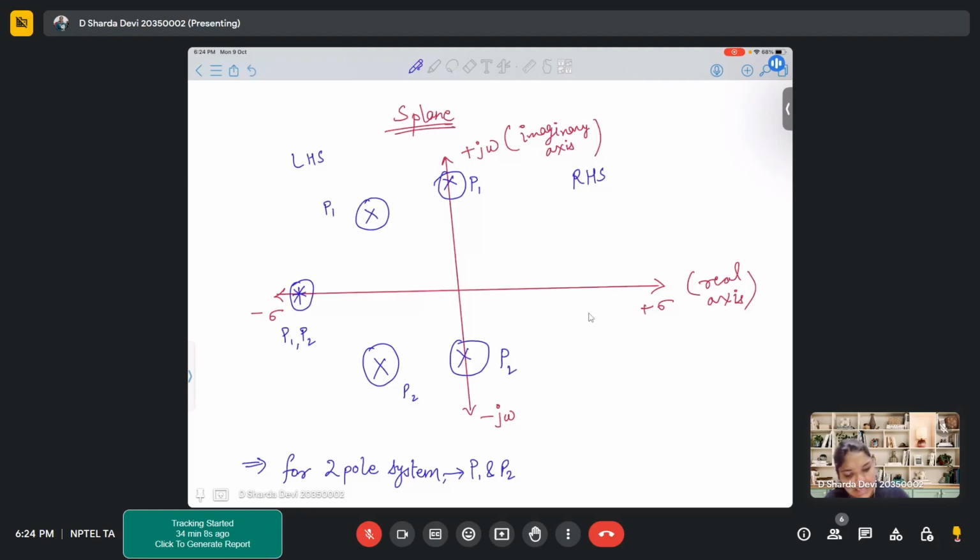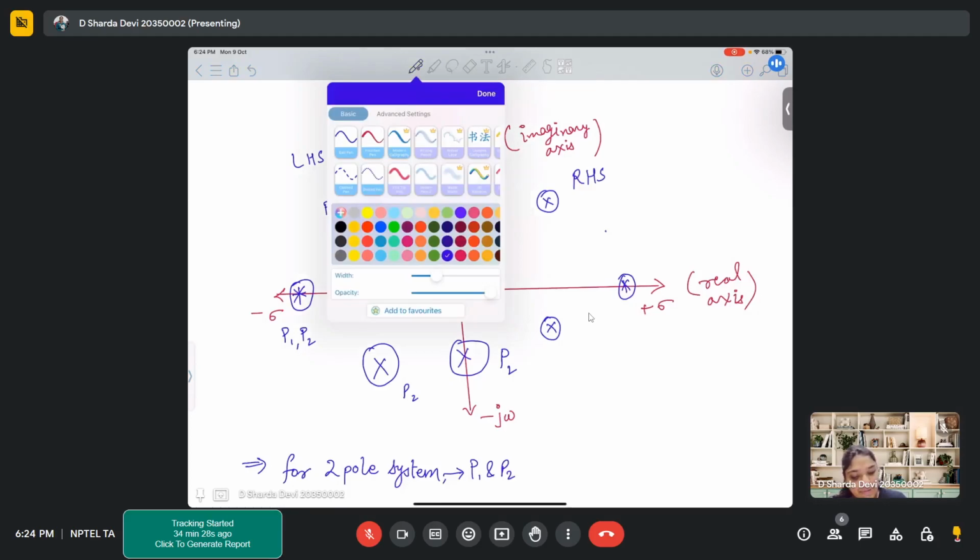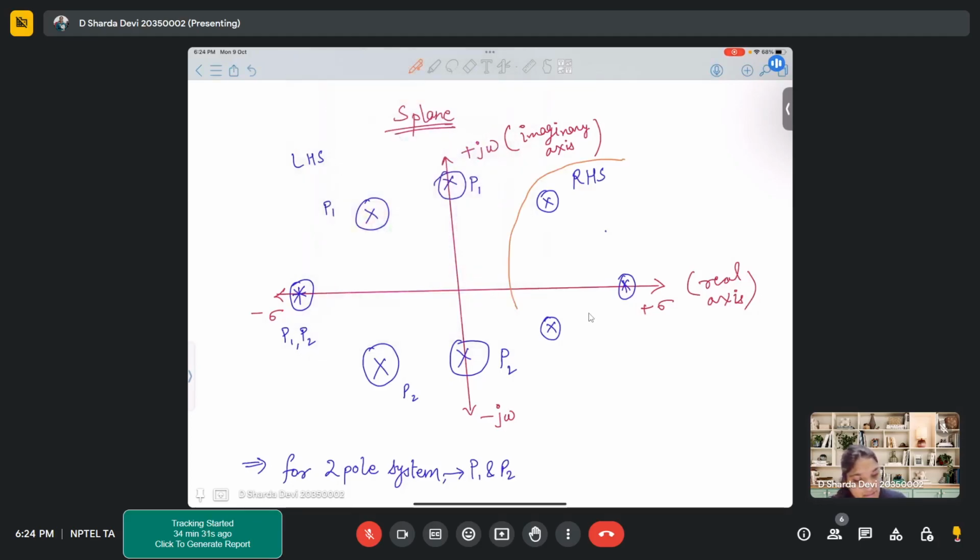Similarly, on your right hand side also, you can have this type of arrangement. Same thing. But one thing to be kept in mind, right hand side poles will always lead to an unstable system. So these all will lead to an unstable system. We'll talk about how it comes to be unstable. But a right hand side pole will always give an unstable system.